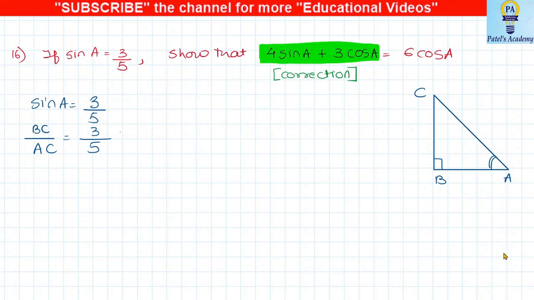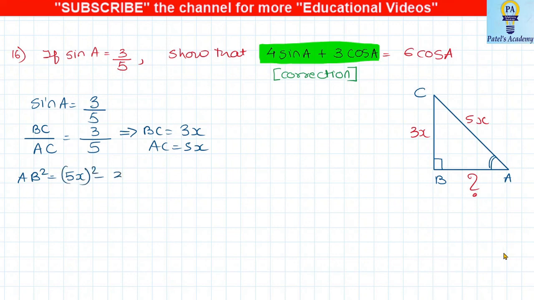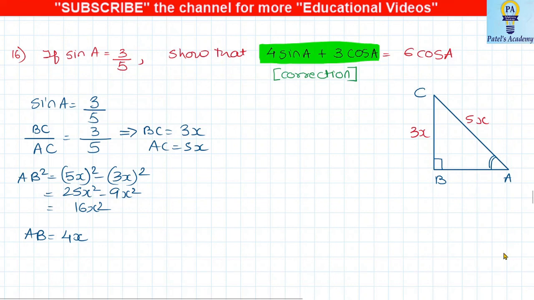So what I get is BC is 3x and AC is 5x. Let me write that in the figure. To find AB, I have to use Pythagoras theorem. So I will directly write that AB square equals 5x square minus 3x square. That is 25x square minus 9x square, that is 16x square. So AB is going to be the square root of 16x square, that is 4x. So I'm going to write AB as 4x.